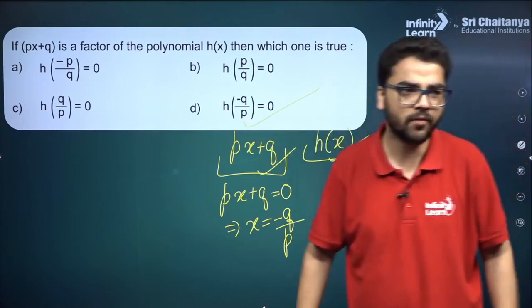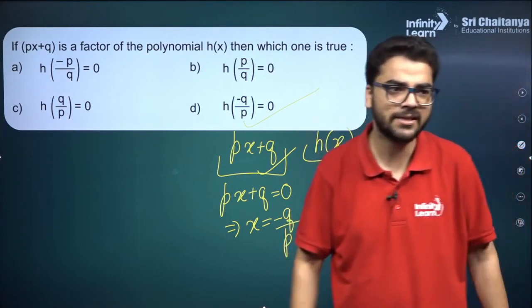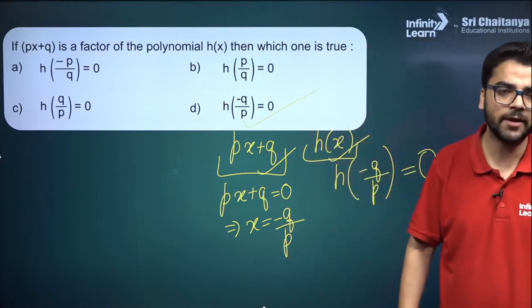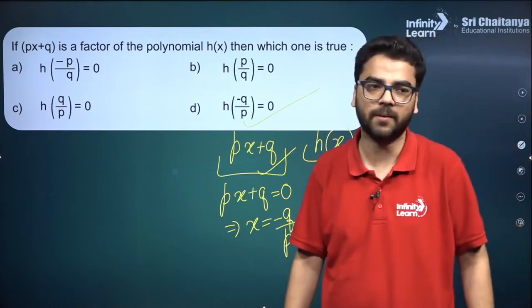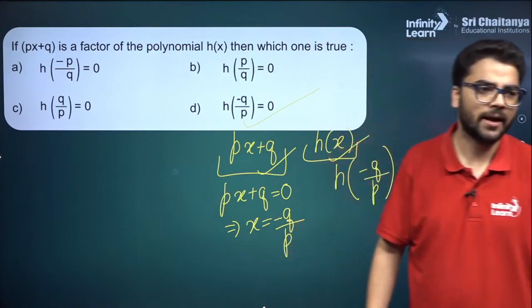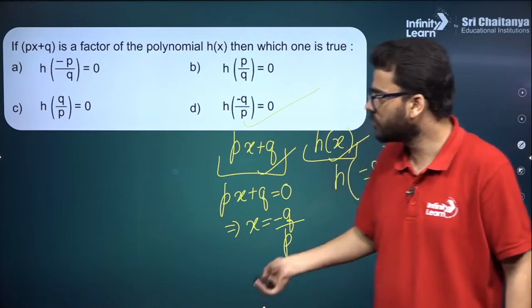Very good, simple question. Is it clear to every student over here? Option D is correct. It's a very simple question. I hope there is no doubt in this on the very basic definition of the factor theorem, or you can say the remainder theorem as well. Any doubt in this, guys? Okay, Mayuk. Let's move on to the next one.